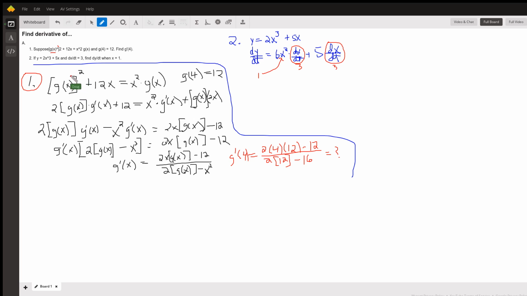So when we take the derivative of this first term, we're using the power rule. Reduce the exponent by 1, and then multiply by the derivative of the inside, which we'll call g prime. The derivative of 12x with respect to x is just 12. Over on the right side, we have to use the product rule. So we'll take the first function times the derivative of the second, which is g prime, plus the second, g of x, times the derivative of the first, 2x.